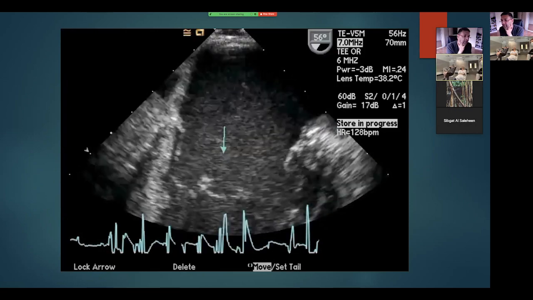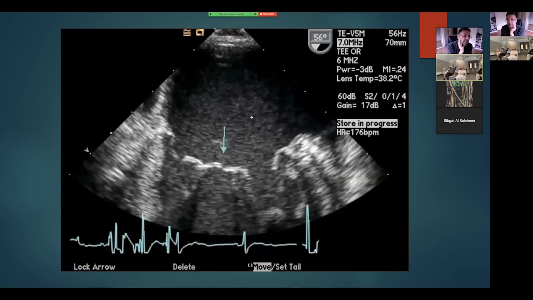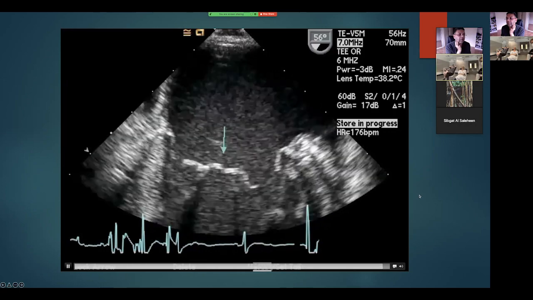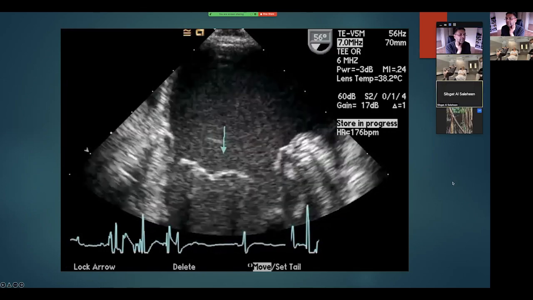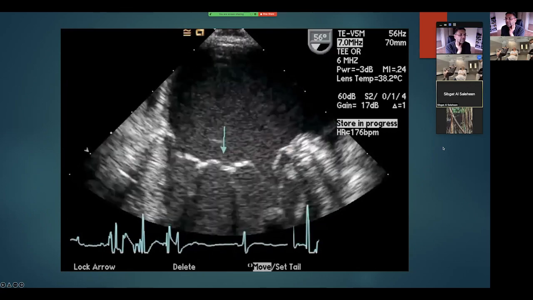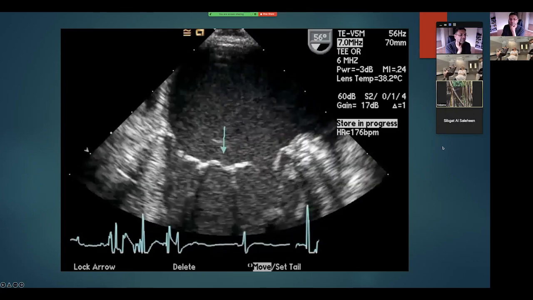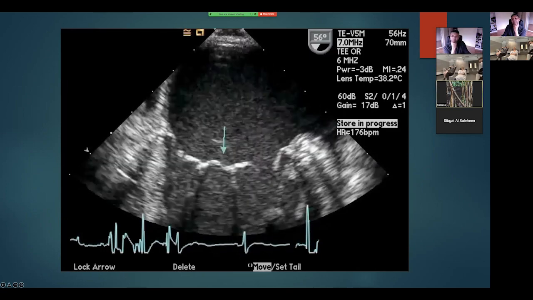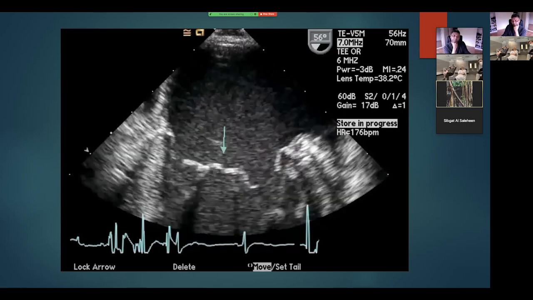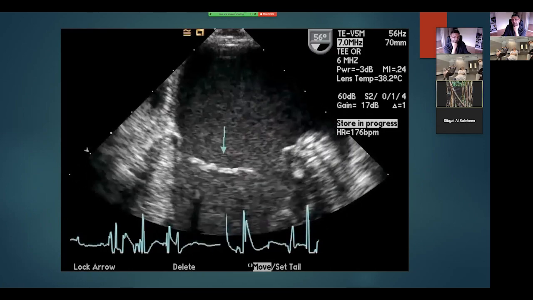Anyone online, Sigit or Kalpana? I think this one is the middle one actually, and this is again the commissural view of TOE. So it will be A2. Nice. Good job, Kalpana.